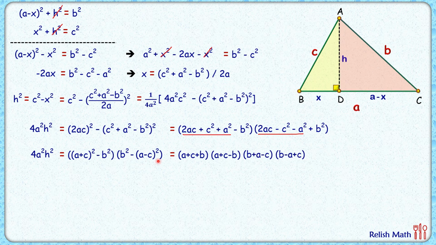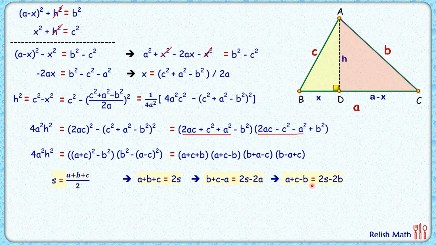Now if we take S as the semi-perimeter, that is the sum of all the sides divided by 2, then we get 2 times S as a plus b plus c. Now if we subtract 2a on both sides, we'll get b plus c minus a as 2s minus 2a. So when you subtract 2a on the LHS, a minus 2a will give me negative a. Same way, if you subtract 2b on both sides, you'll get this relation. 2c on both sides, you'll get this relation.